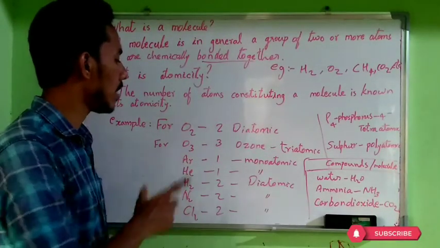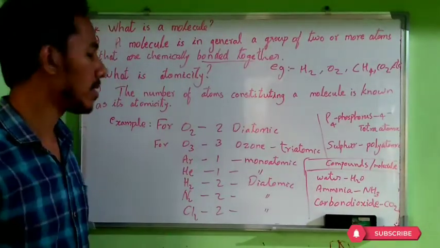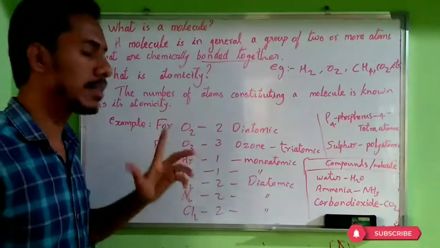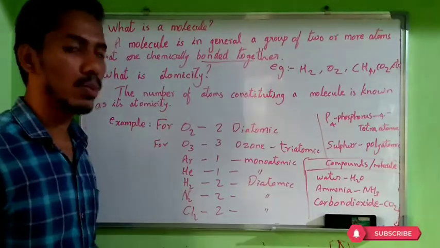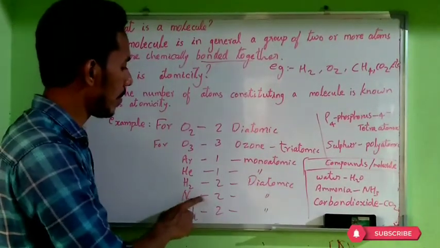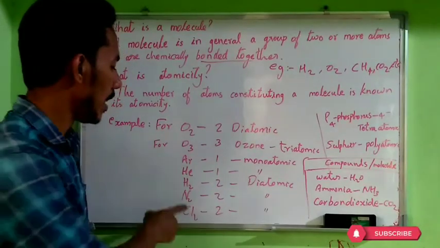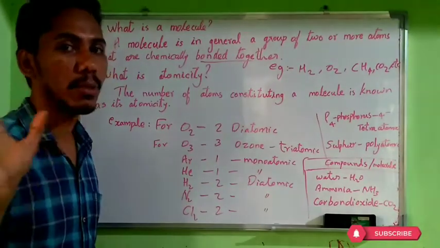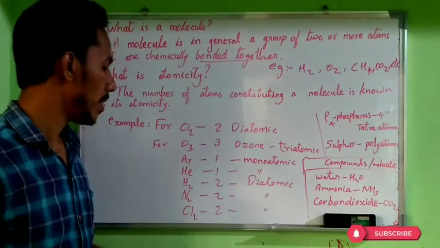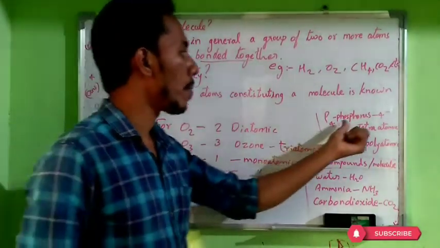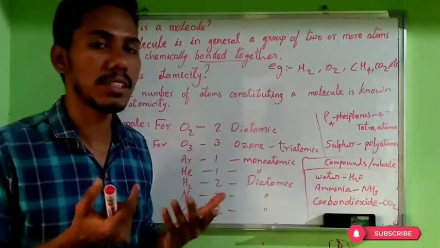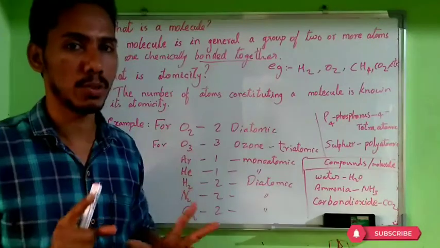Argon is an atom and it also exists as a monoatomic molecule. Helium is also a monoatomic molecule. H is an atom, H2 is a molecule, and H2 is a diatomic molecule. Nitrogen is an atom, N2 is a molecule. Cl is an atom, Cl2 is a molecule, and it is diatomic. P4: phosphorus is tetraatomic. Four phosphorus atoms are needed to form a molecule.